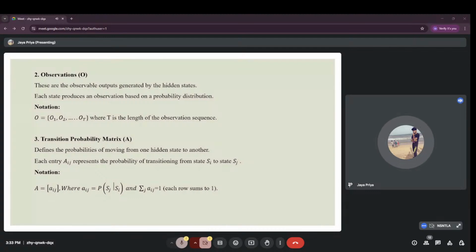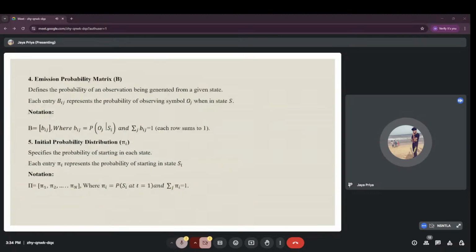The next component, the transition probability matrix, is represented by capital A. It gives the probability of moving from one hidden state to another. Each entry Aij represents the probability of transition from state Si to state Sj. Each row sums to 1.